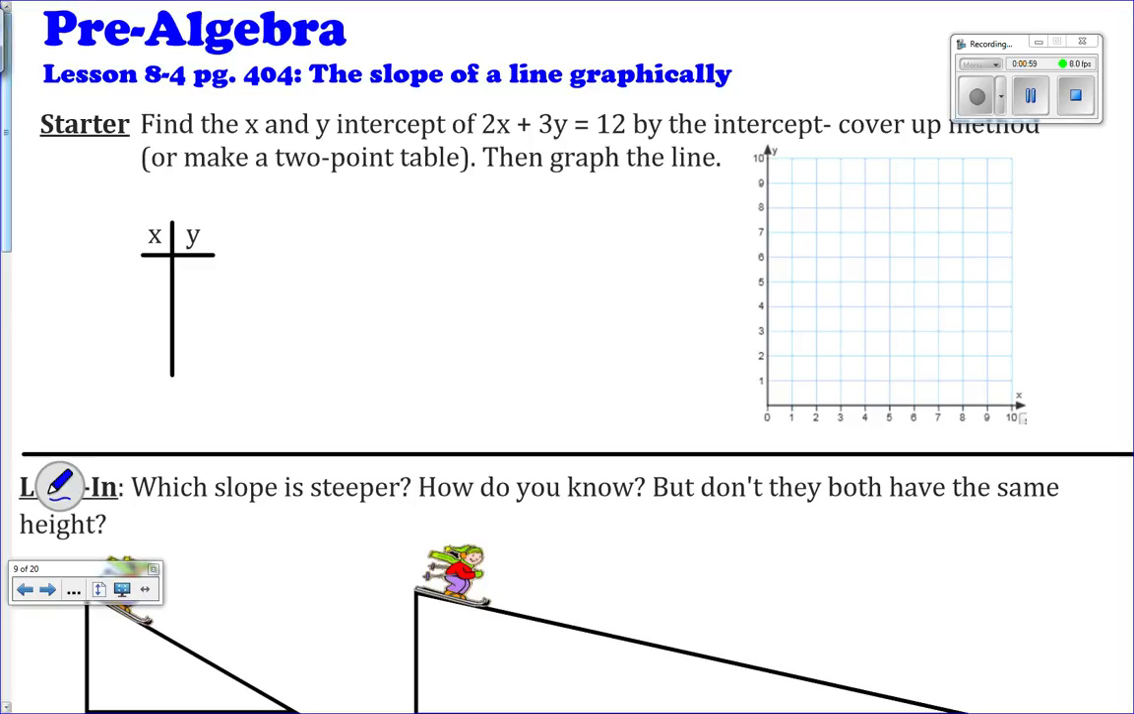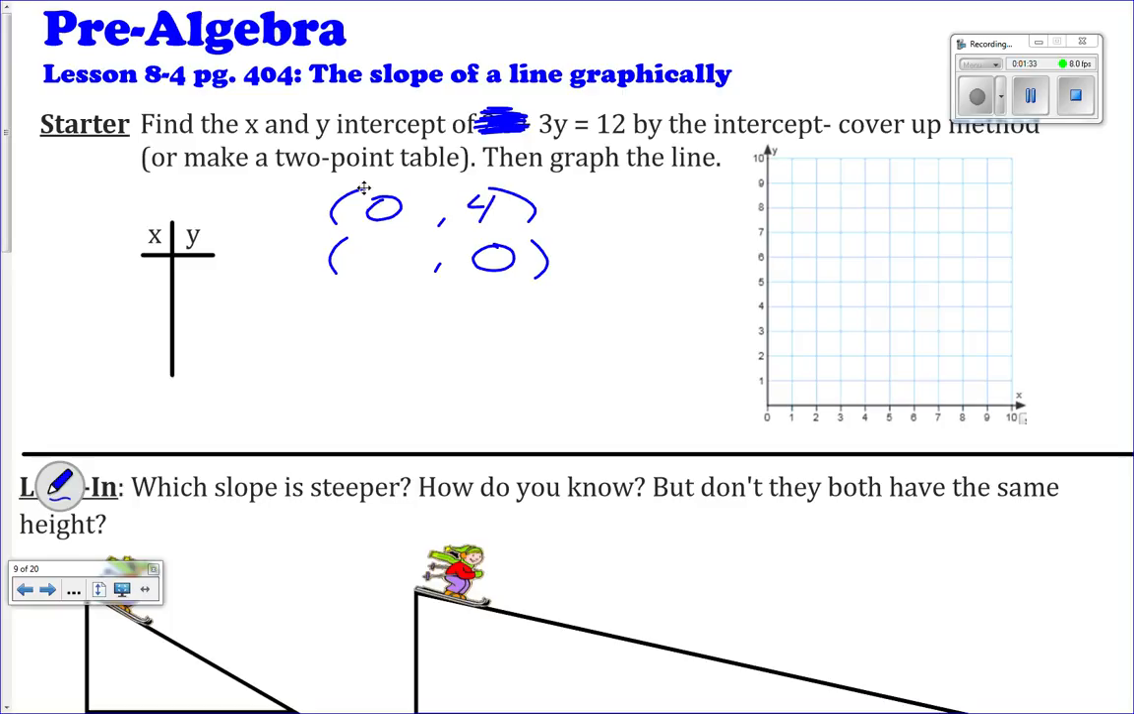It says find the x and y intercept of 2x plus 3y equals 12 by the intercept or cover-up method. Or we can make a table, then graph the line. So let's do our cover-up method. I have to set up my 2 points. I'm going to plug in my zeros. So let's plug in 0 for x. If I plug in 0 for x, then 2 times x becomes 0, so it's gone. That means that 3y has to equal 12. So what number times 3 equals 12? I divide both of them by 3, and I will find out that the answer is 4.